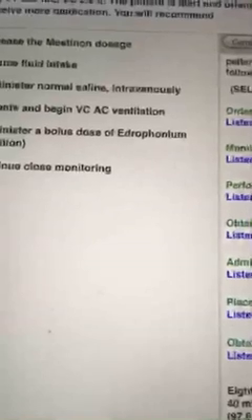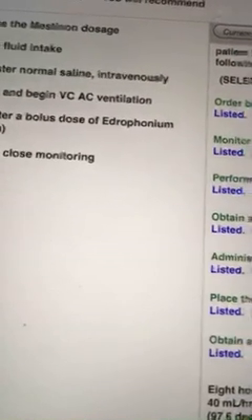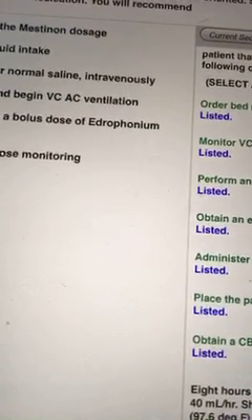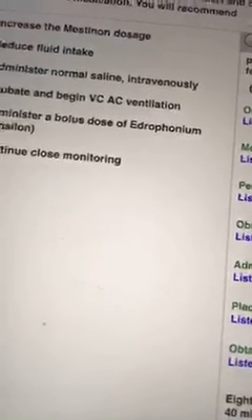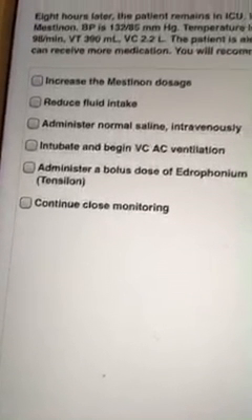intravenously, intubate and begin, or continue close monitoring. I'm going to go with either increase the dose or close monitoring, but she already had 2 doses by mouth. So the dosage is increased from 60 to 80. Okay.